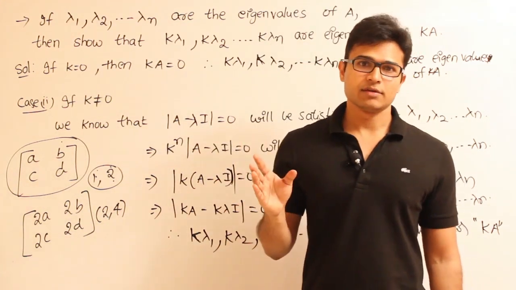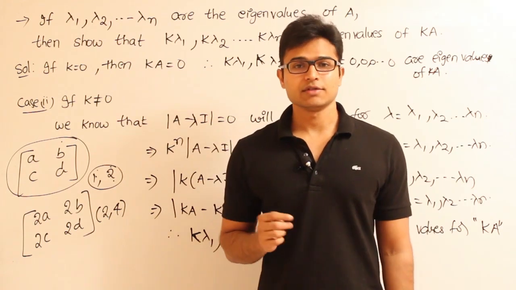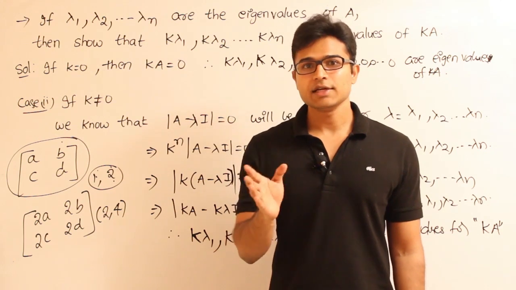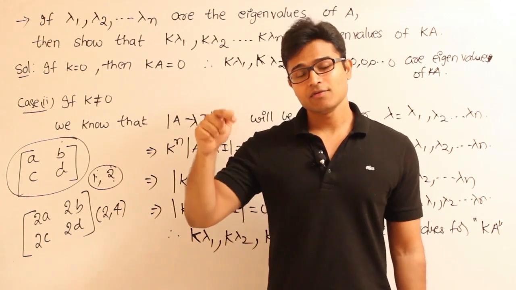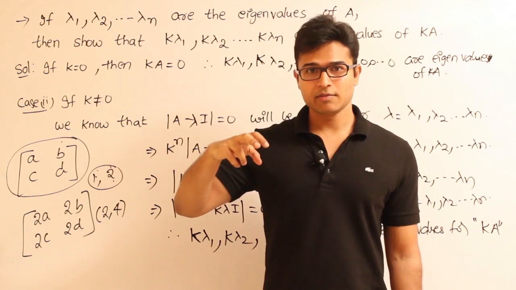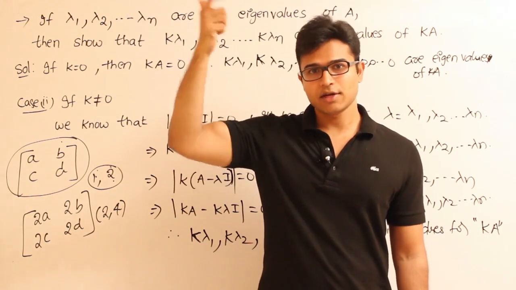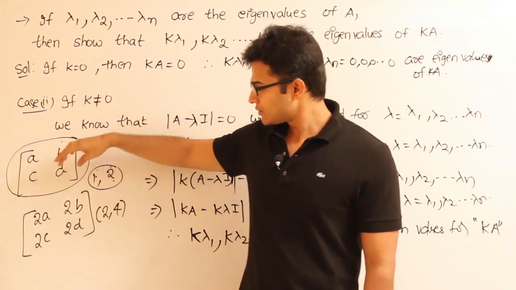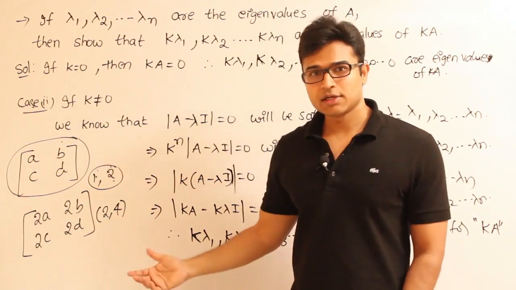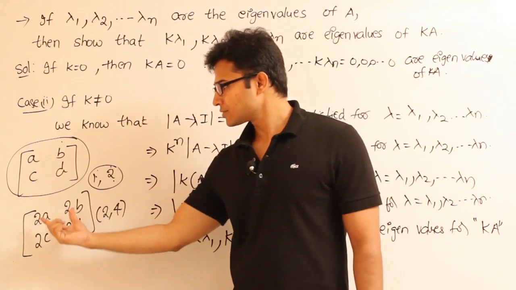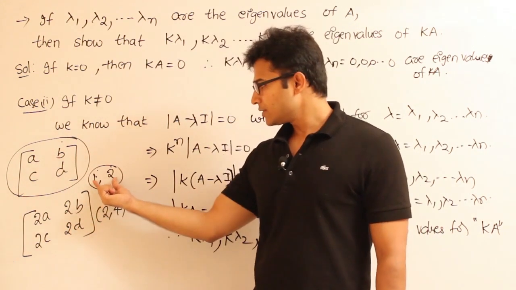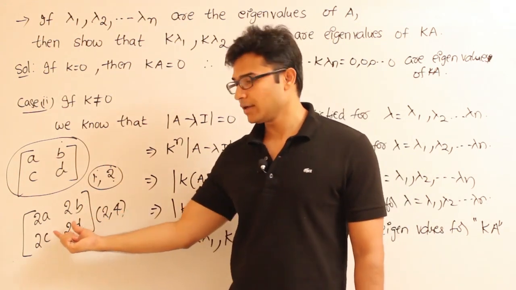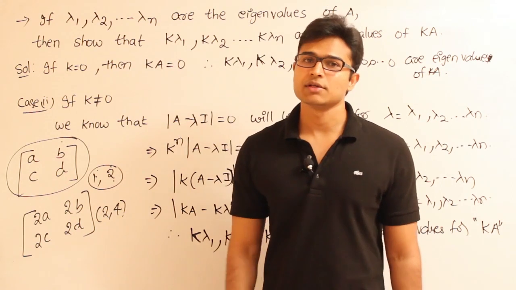If a matrix is given and if you are able to find out the eigenvalues, then if you multiply the matrix with a scalar, the eigenvalues for the resulting matrix are nothing but the scalar multiplication of the eigenvalues of the original matrix. Here, if you find out that the eigenvalues of this matrix are 1 and 2, then they are asking us to show that if you multiply the matrix with 2, and multiply these eigenvalues also with 2, then these values will become the eigenvalues for this matrix. That is what they are asking us to show.